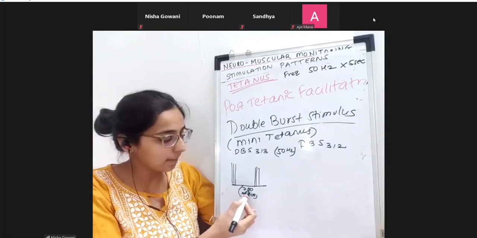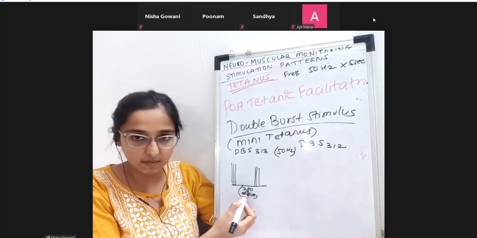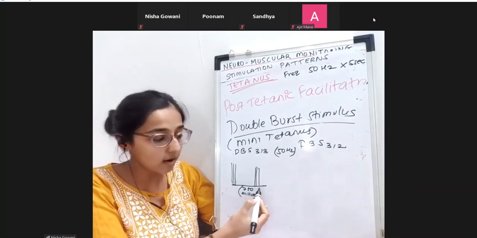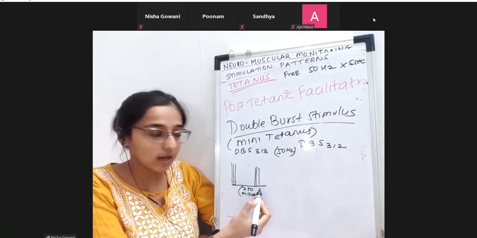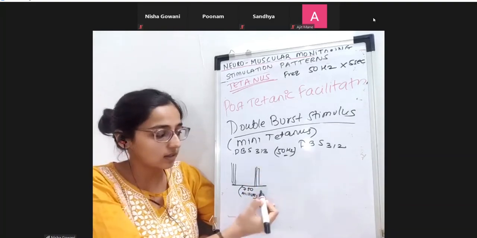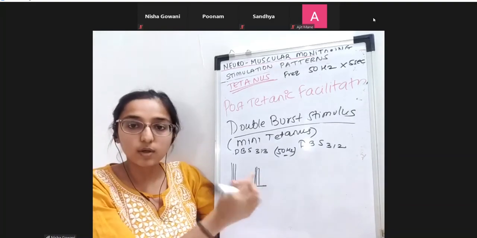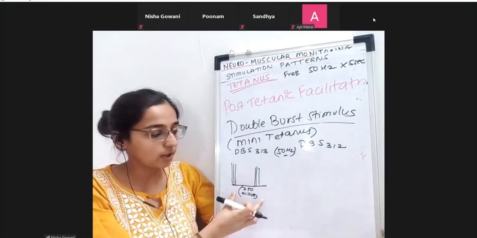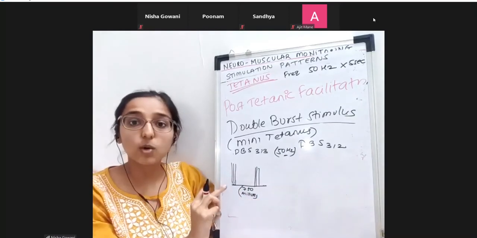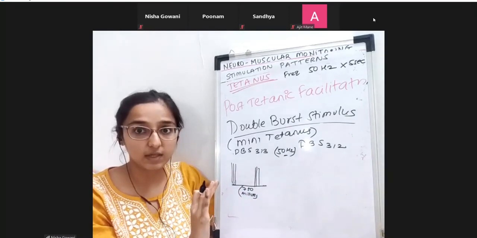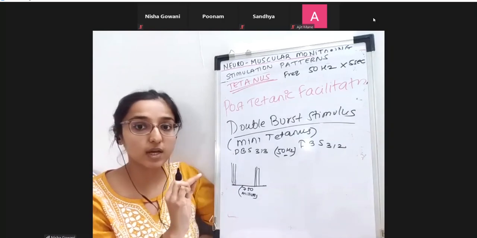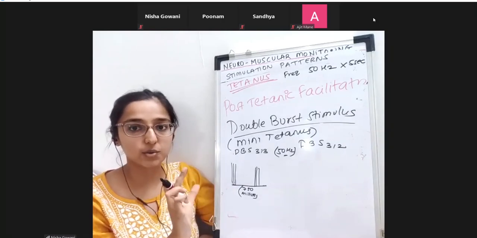Then there is a gap. Current delivery is not happening for 750 milliseconds. Then again current delivery is happening, at the same speed of 50 hertz. So 2 times there is going to be a delivery. Okay. Tetanus, what was happening? There was a single delivery. Single delivery, 50 hertz speed for 5 seconds duration.